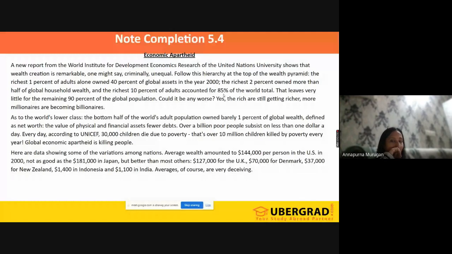Which one? Oh, I could see the answers flowing in. Yes, where the richest 1% of adults own 40% in the year 2000. The richest 2% own more than half of the global household wealth, and the richest 10% of the adults accounted for 85% of the world total. Very good. It is not adults. 85% of the world, because they are comparing in terms of percentage, right? So therefore, it should be 85%.